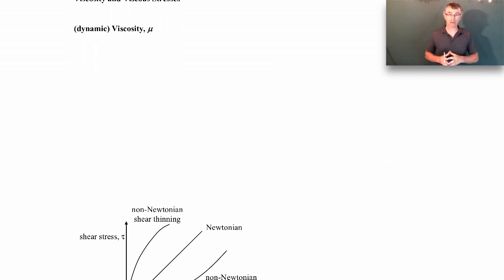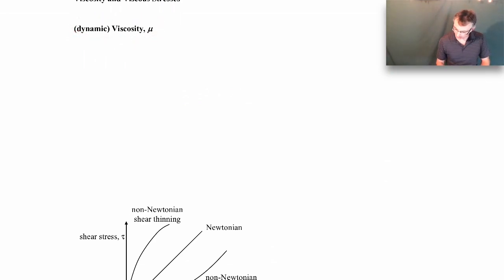We have different kinds of viscosity. Let me talk about that first, and then I'll get back to this idea of internal friction. When we say viscosity, we generally mean what's known as dynamic viscosity, and we'll give it the symbol mu. So I'll either say dynamic viscosity or viscosity. They mean the same thing.